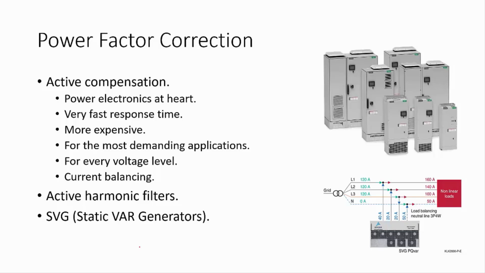On this side of the correction solutions, we have active harmonic filters, which copy the voltage and the current waveform on the system, and they produce an inverse wave that cancels out the harmonics. And the SVG, which is the static VAR generator, which doesn't filter harmonics, it just produces VAR, but it also balances the load. So those solutions are very good, of course. They are much more expensive than a passive solution, but they do tend to work very well. It all depends on the application.